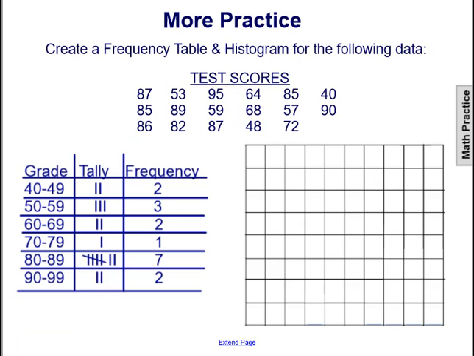So there are 2 data points in the 40 to 49 interval, 3 in the 50 to 59, 2 in the 60 to 69, 1 in the 70 to 79, 7 in the 80 to 89, and 2 back in the 90 to 99. So that's our frequency table. Now we can use this frequency table to make the histogram. The grade is going to be on the x-axis, those intervals, and the frequency is going to be on the y-axis. So once that is labeled, we can then draw in our bars to make the histogram.